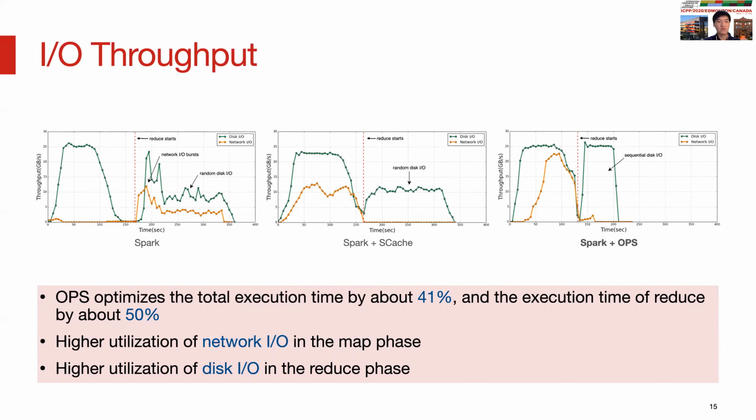As for disk I/O resources, with the original Spark, such a large amount of random and small disk I/O has reached the disk I/O bottleneck, which severely slows the completion of the reduce phase. As Scache reads fragmented data block files from the local disk during the reduce phase, which causes a large amount of random disk I/O, it cannot fully utilize the disk throughput. While with Ops, the reduce subtasks directly read the intermediate data from the local disk after communication with Ops, and read and write sequentially.